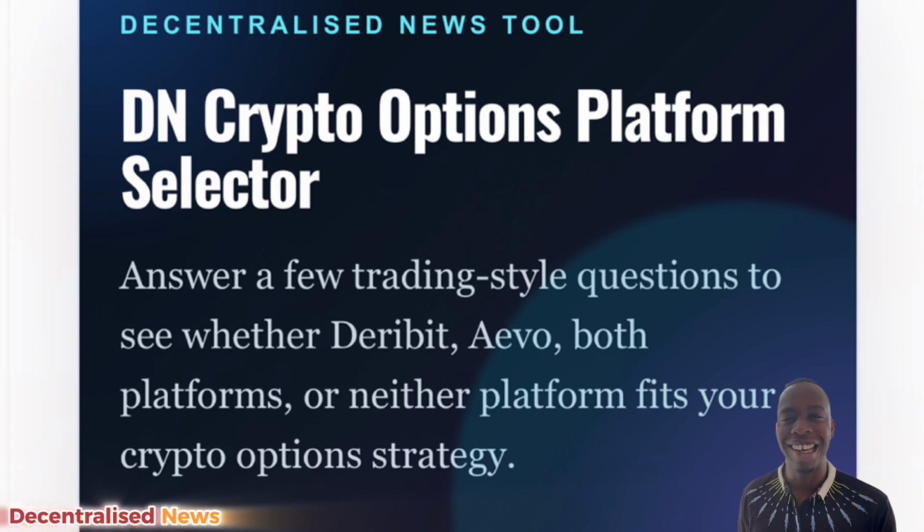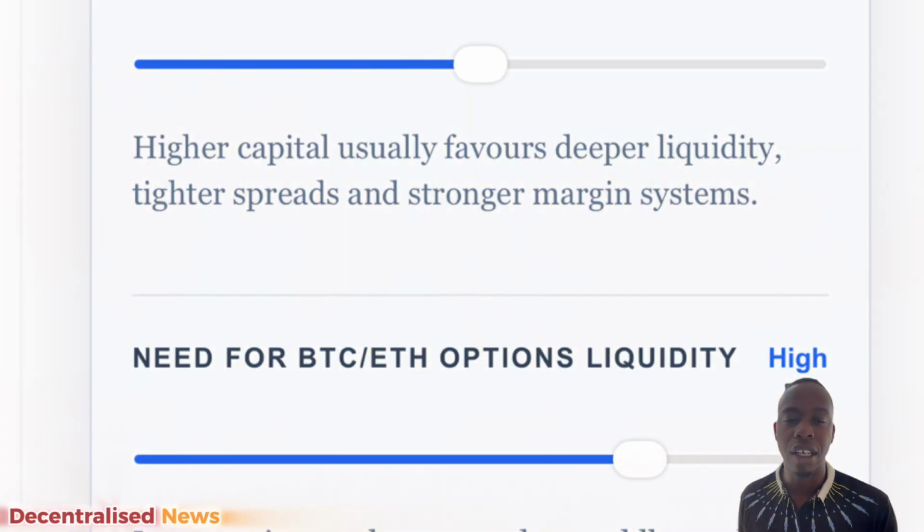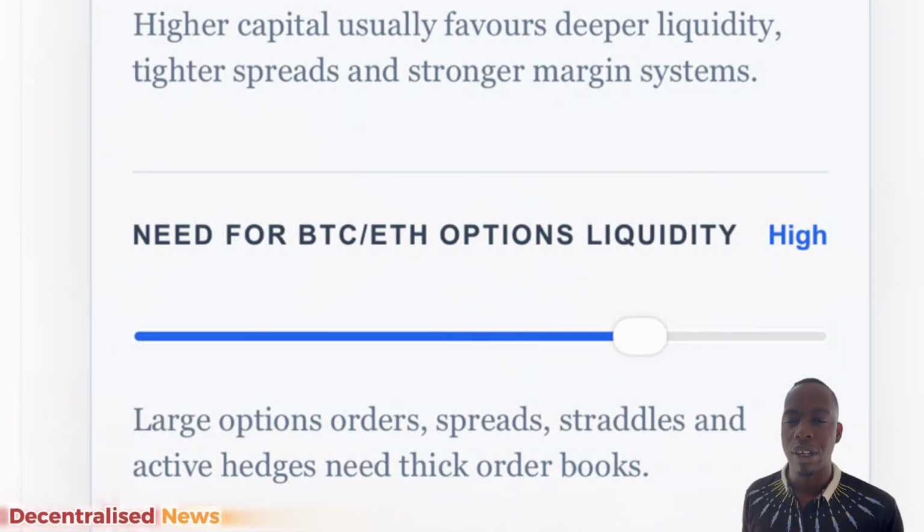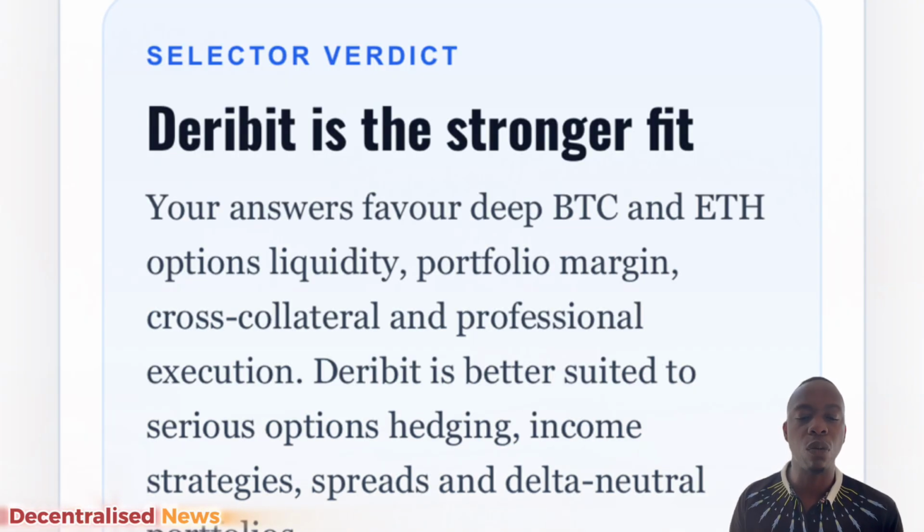So it looks at things like capital size, the need for BTC or options, liquidity, and need for portfolio margin, and interest in pre-market tokens, and self-custody preferences that you might have in the options experience as well. And it kind of gives you a fit score, which will really determine which platform you should be aiming to choose. So check it out.